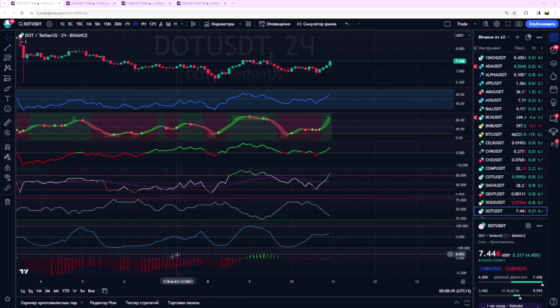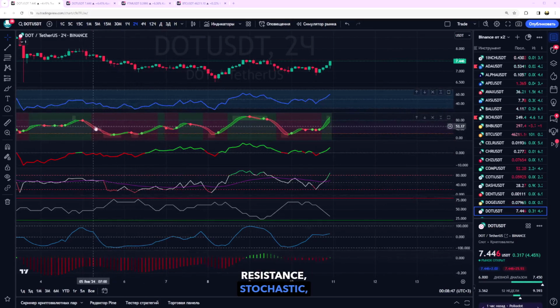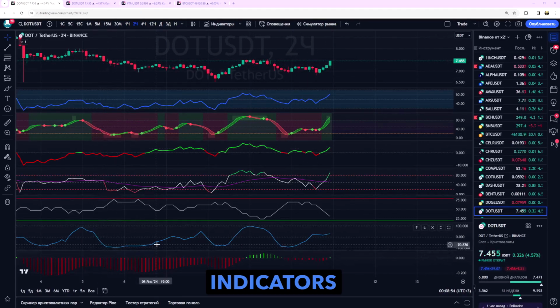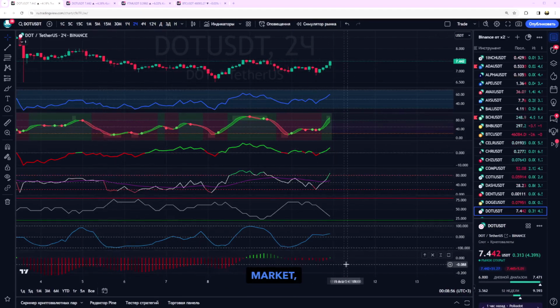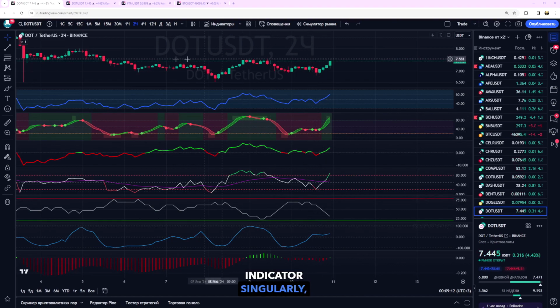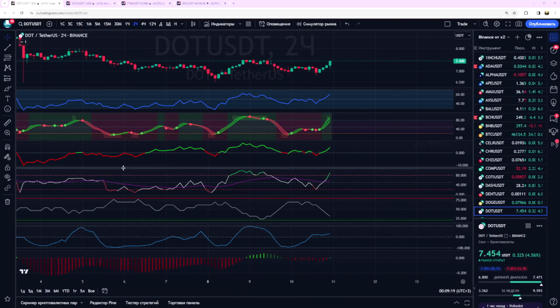These are resistance, stochastic, accelerator. These are the indicators developed initially for the stock market, then they migrated to the crypto segment when it emerged, and they are some of the best indicators globally. But the issue is it's very hard to trade with them, and when you select an indicator singularly, it doesn't align with the parameters you sometimes need to understand to enter a transaction.